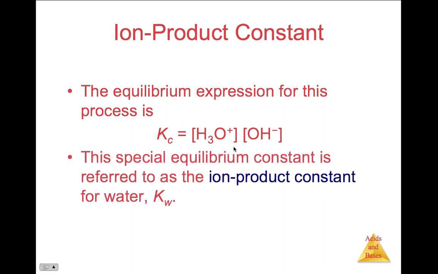This special equilibrium constant is referred to as the ion product constant for water, and it's renamed no longer Kc or Kp, it's called Kw or Kdub. It turns out that at 25 degrees Celsius, Kw is always 1 times 10 to the negative 14th. Notice it's a tiny number, 10 to the negative 14th. That's because there's not much of this H3O+ or OH- that's produced in pure water. That's why water is very neutral.